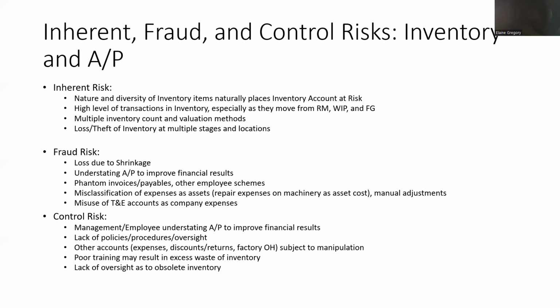There could be a misclassification of expenses as assets. For example, routine repair expenses should be an expense and not capitalized under the asset unless it extends the useful life or value of that piece of equipment or that asset. You might have manual adjustments going on. And you might see a misuse of the travel and expense accounts as company expenses.